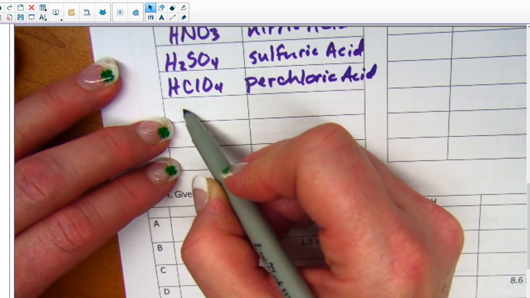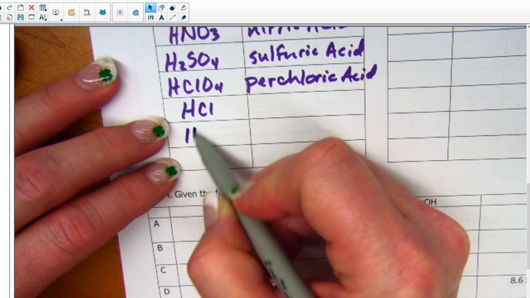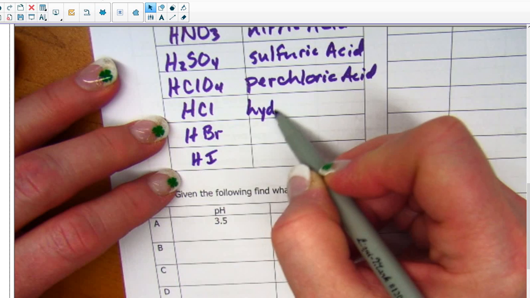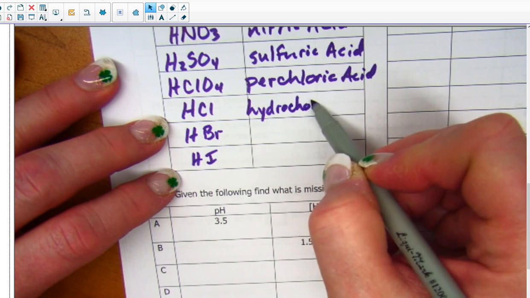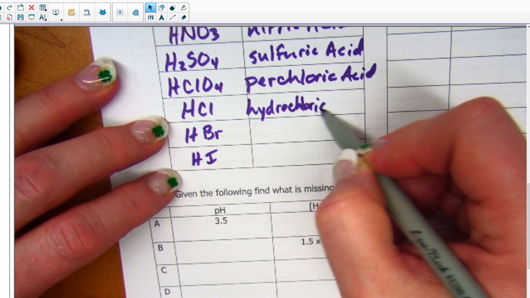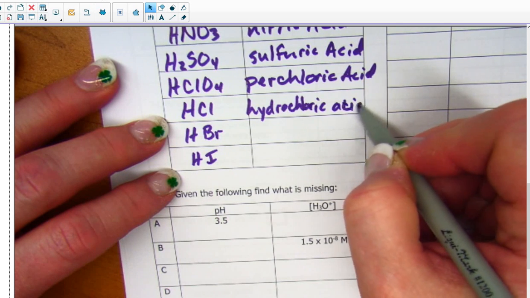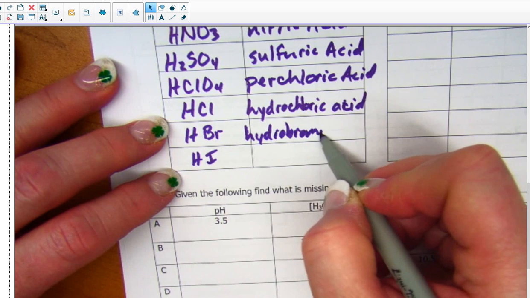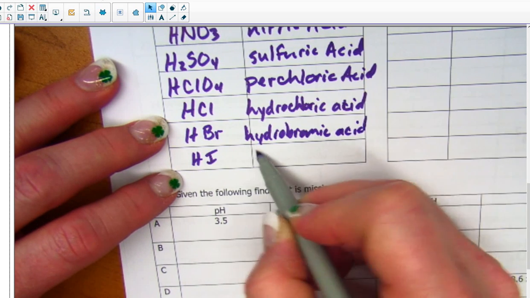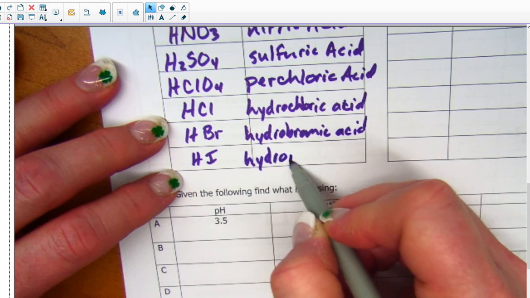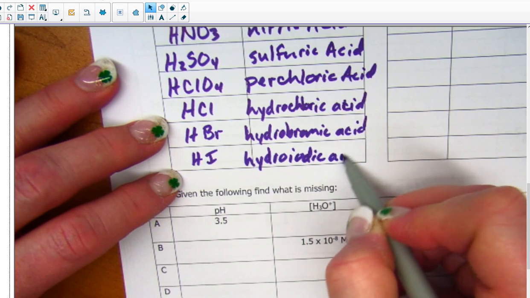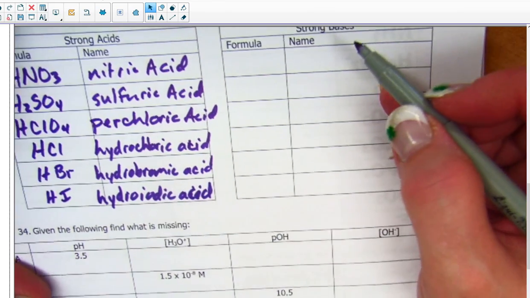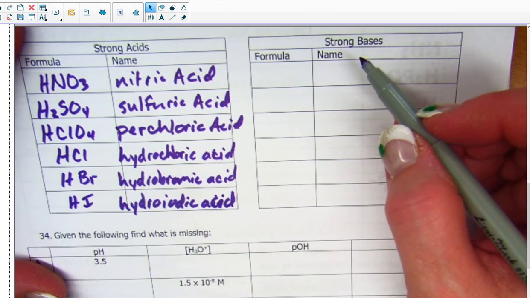Then you start with your binary acids, HCl, HBr, and HI: hydrochloric acid, hydrobromic acid, and hydroiodic acid. Oops, going too fast. The strong bases are on the left-hand side of the periodic table.